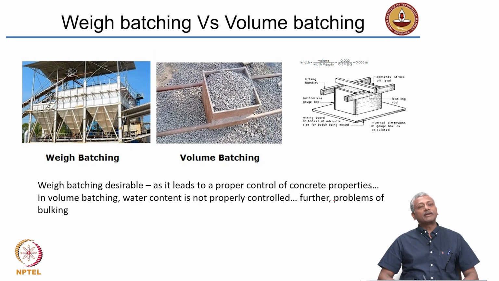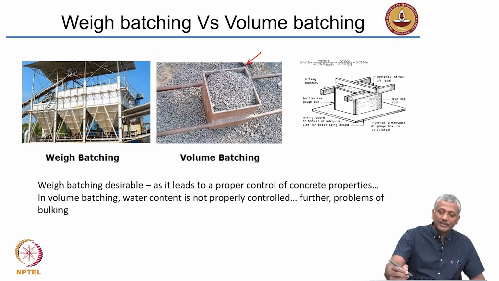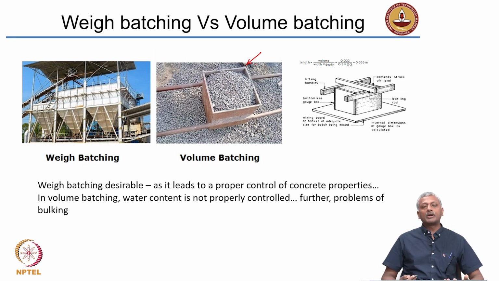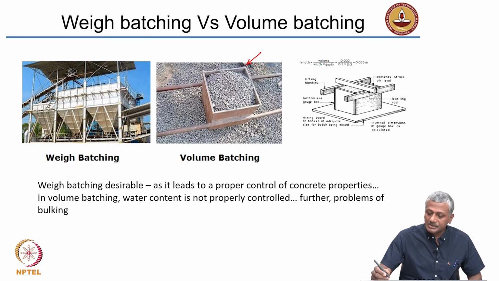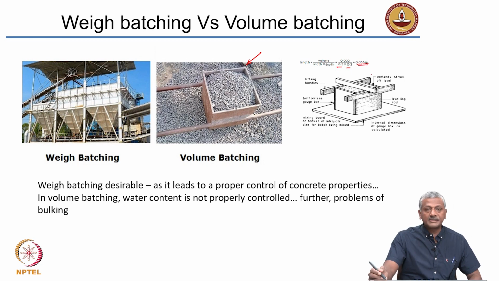Now, again, just coming back to this weigh batching versus volume batching aspect, as I said, in volume batching, you basically need to have a container, either a cylindrical or a cuboidal container, which contains exactly one part of the material. So when we say 1:2:4, 1 part of cement to 2 parts of sand to 4 parts of stone. Okay. So what happens is this: width and depth are typically 300 millimeters, and the length is 366 millimeters.